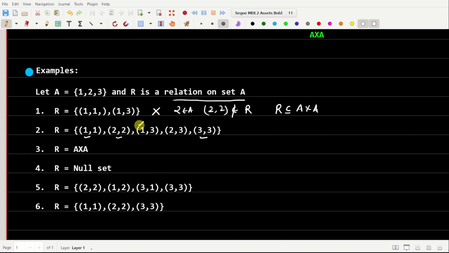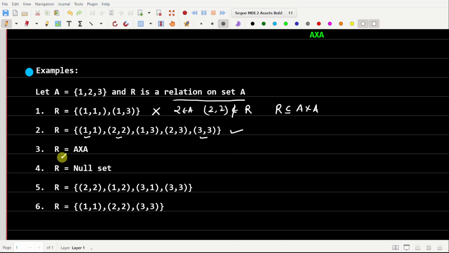So we don't care about the other elements. Yes, they should be a part of A cross A. The whole set should be a subset of A cross A. So yes, (1, 3) and (2, 3) basically are the non-diagonal elements of A cross A. But because these three are present, we will say that the relation is reflexive.